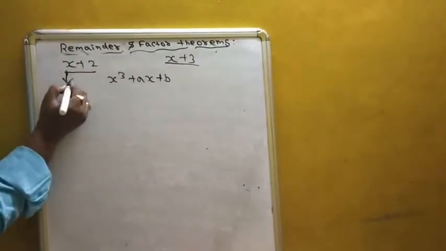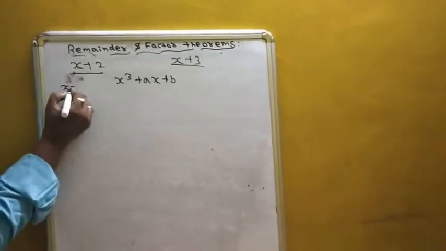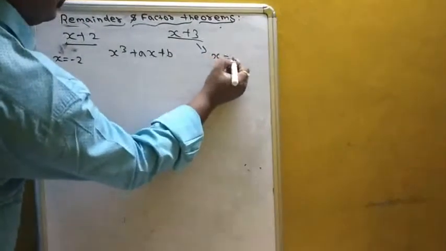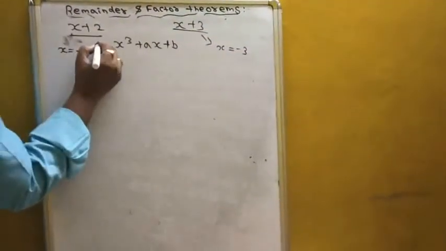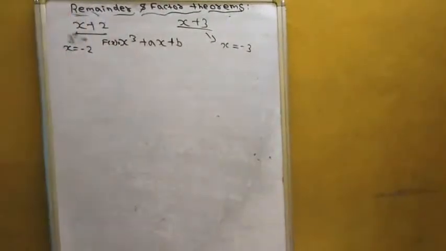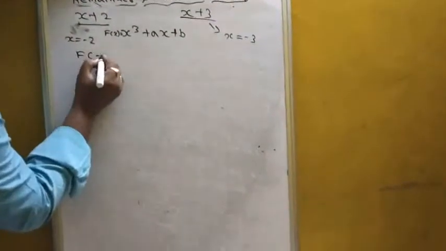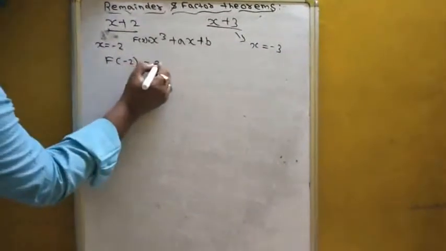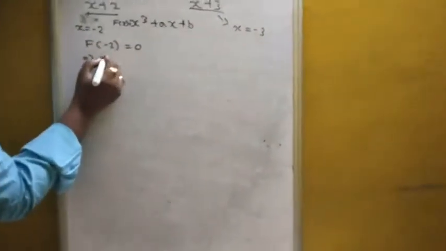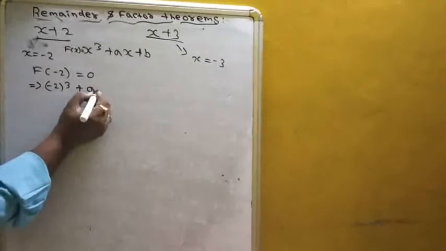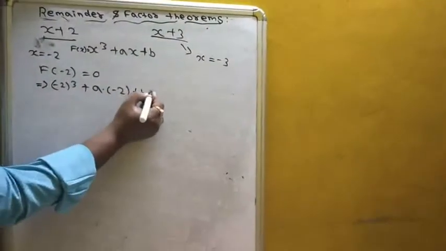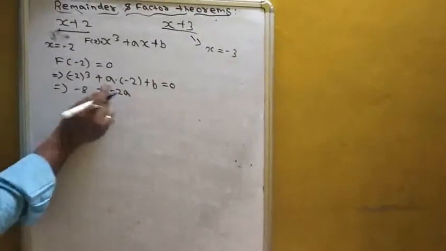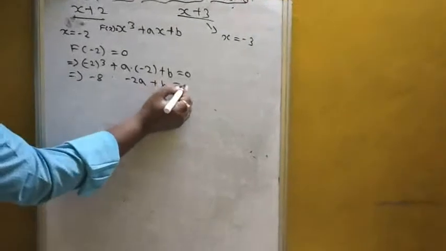So x plus 2 equals 0, then x equals minus 2. Here x plus 3 equals 0, x equals minus 3. This one is f of x, and both are factors. So when you put f of minus 2 equal to 0, because he told us about the factor, minus 2 cube plus a into minus 2 plus b equals 0. So you can write minus 8 minus 2a plus b equals 0.